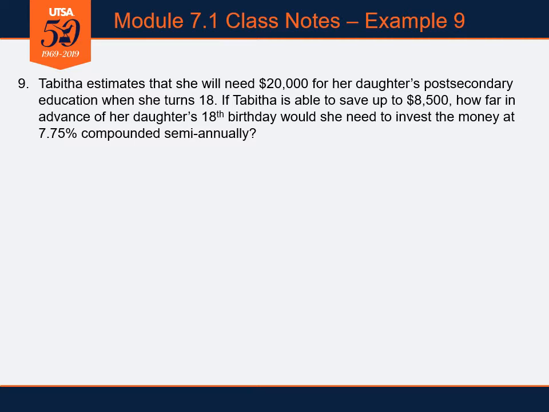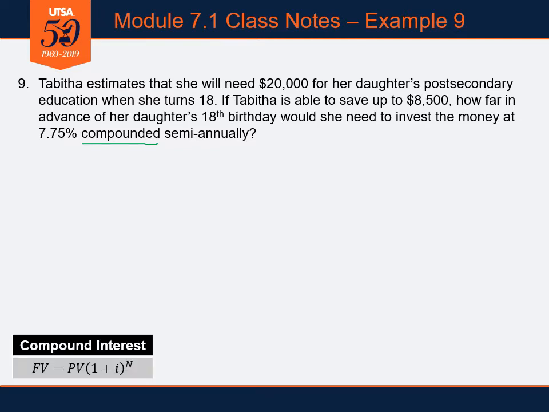Moving on, if Tabitha is able to save up to $8,500, how far in advance of her daughter's 18th birthday would she need to invest the money at 7.75% compounded semi-annually? A lot of information to parse through there, but I definitely hit on the word compounded. So I'm thinking compound interest. And this is definitely one of the most interesting problems that we're going to work, both mathematically.